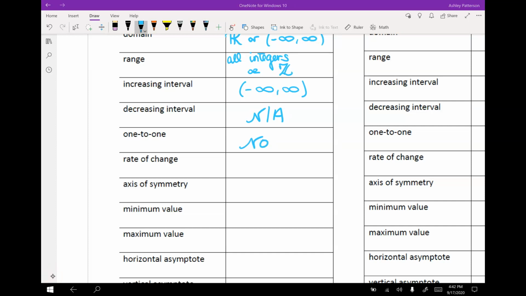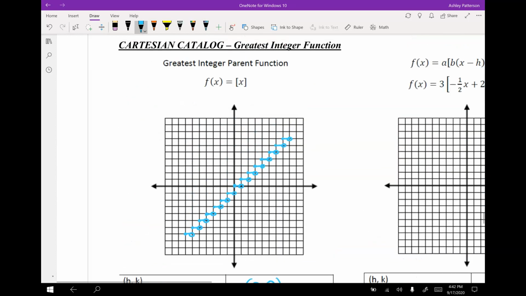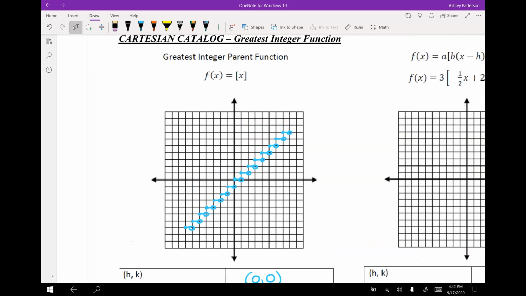There isn't a rate of change from one point to the next because they're tiny snippets of constant functions. So we say NA, it doesn't apply. There isn't an axis of symmetry because this is not a symmetrical graph like our absolute value function was. There isn't a minimum or a maximum value. And there aren't any asymptotes because, again, we don't know what they are yet. So there is our step function in parent function form.